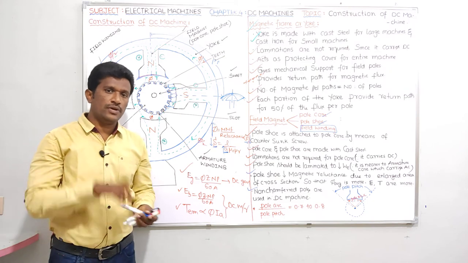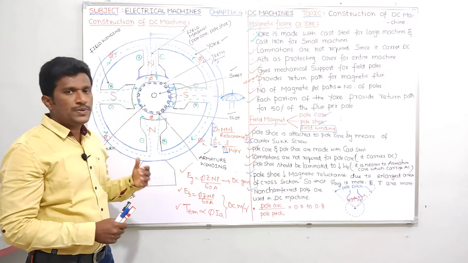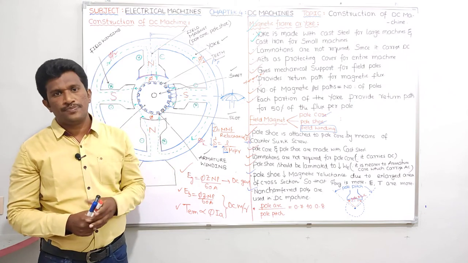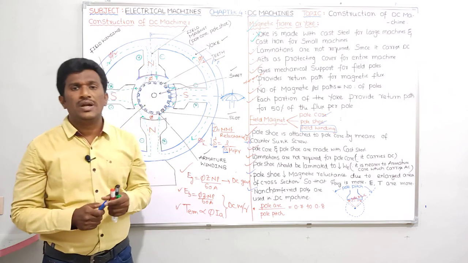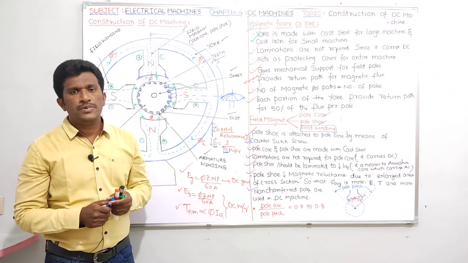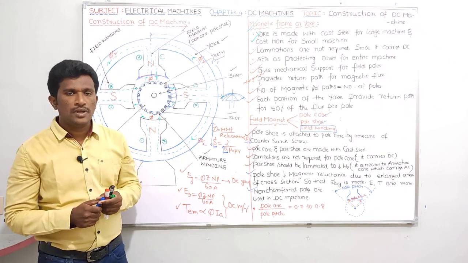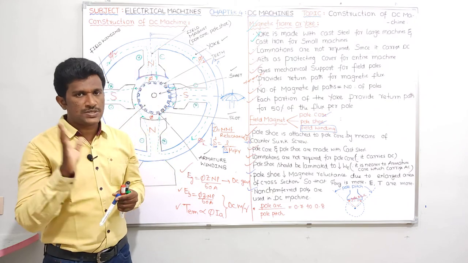Once again, please try to refer to synchronous machine. There I had given the definition for pole pitch: the distance between two identical points of two consecutive poles is called pole pitch. I had given a formula also. Pole pitch equals 180 degrees electrical. Pole pitch equals slots per pole. Please try to remember: pole pitch equals 180 electrical, pole pitch equals slots per pole.